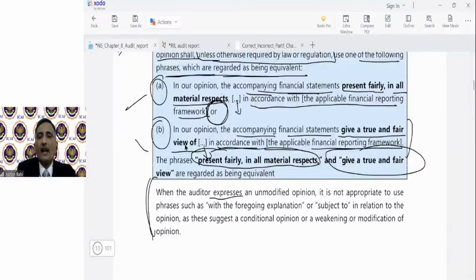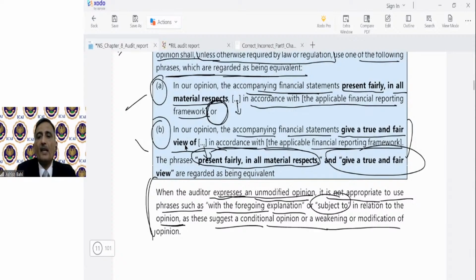So when an auditor expresses an unmodified opinion, it is not appropriate to use phrases such as subject to, with the foregoing explanation, in relation to the opinion, because it might suggest a conditional opinion or a weakening of opinion or modification of opinion, कि यूजर्स को पता ही नहीं चलेगा कि ये अनमॉडिफाइड ओपिनियन है या मॉडिफाइड ओपिनियन है. अगर आप अनमॉडिफाइड ओपिनियन दे रहे हैं तो आपको ये वाली वर्ड्स, ये वाली फ्रेजेस यूज नहीं करनी है कि subject to this explanation. This type of language is not to be used when expressing an unmodified opinion, because it might convey an altogether different meaning and altogether different impression to the users of financial statements.